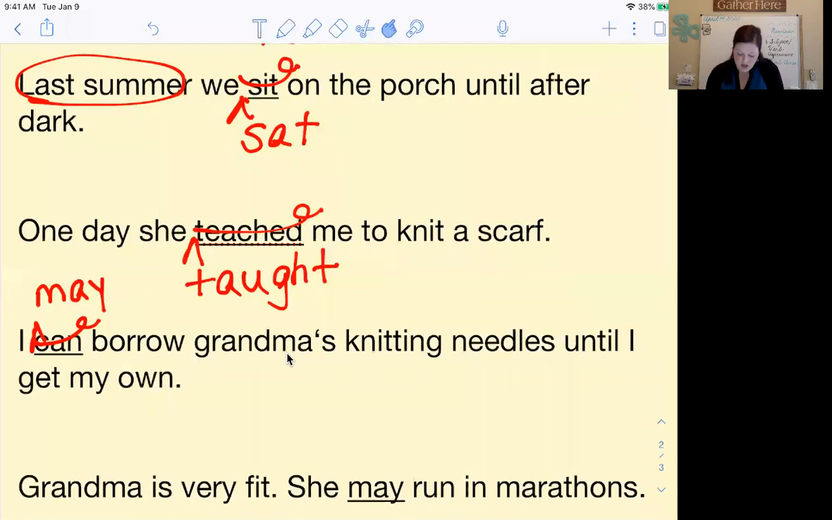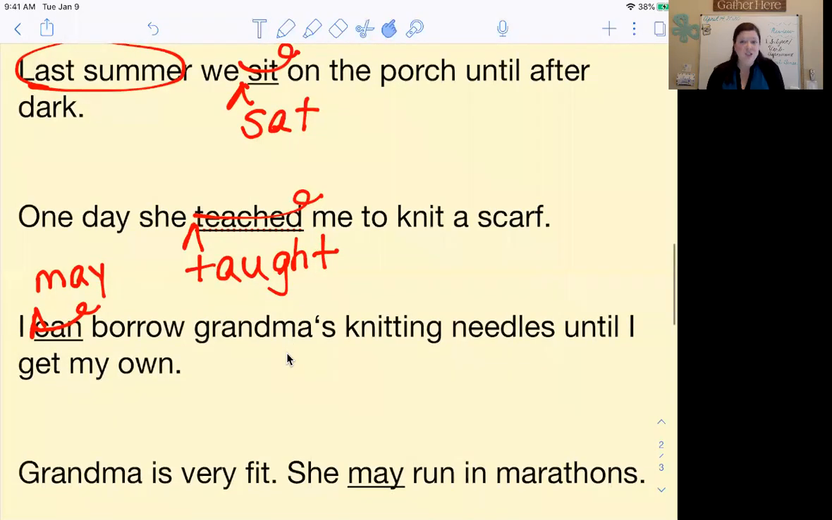I don't know. But if you have the ability to do something, that is going to be can. No permission is needed here. Can. She is physically able to run in that marathon. Whew, that would be amazing.